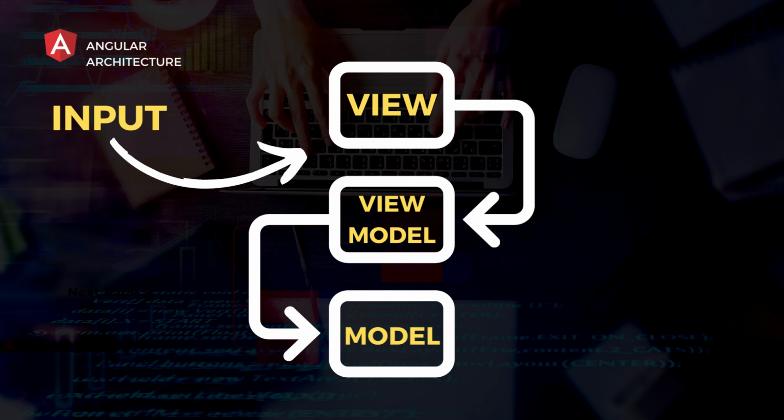Model. In Angular, the model refers to the data and business logic of an application. The data model represents the data and entities that are used in the application, such as user data, product data, or any other relevant data. The business logic defines the rules and behaviors that govern how the data is accessed and manipulated within the application.